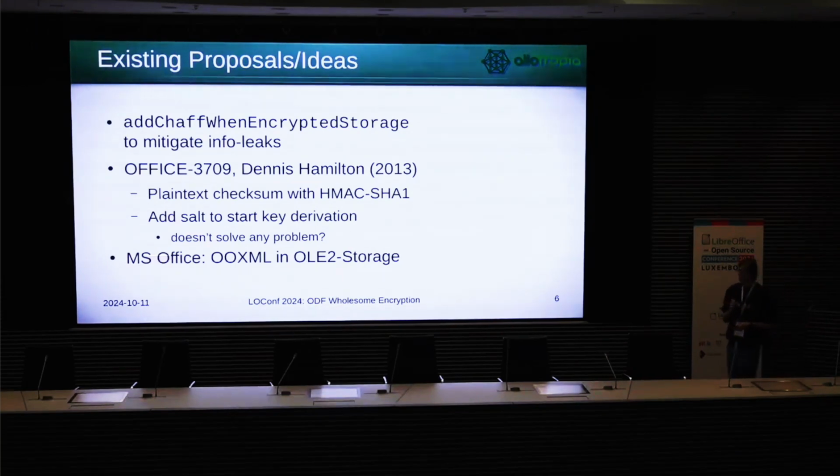Then there was this issue in the Oasis bug tracker from Dennis Hamilton 10 years ago. It contained two ideas. One was to replace the plaintext checksum with HMAC SHA-1 to get towards authentication. Nowadays we wouldn't use SHA-1 anymore. And then the second idea was to add another salt for the start key derivation step. So that's the one before the key derivation function. And I didn't understand what problem this would solve.